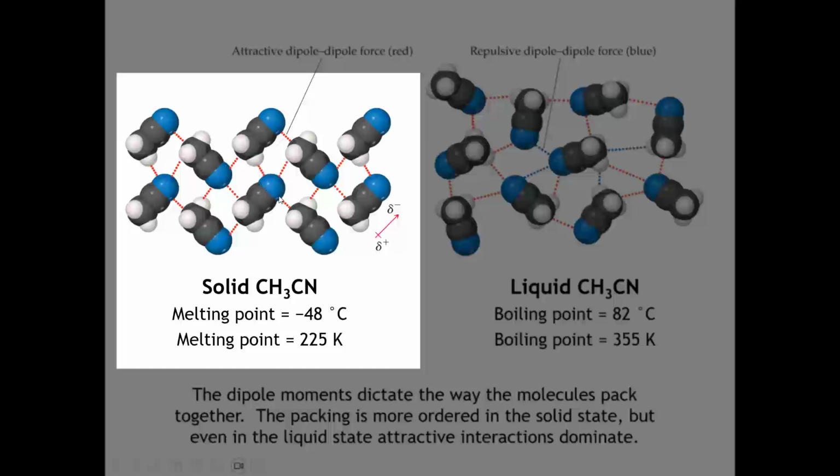But you can see that each negative nitrogen actually has, at least in this two-dimensional projection, at least 3 positively charged CH3 groups that are in close proximity to it. And so those are the dipole-dipole interactions that make acetonitrile a solid to a relatively high temperature for such a small molecule.